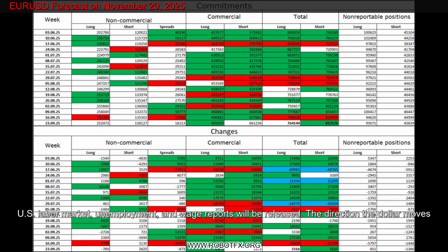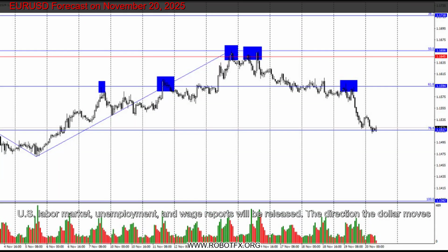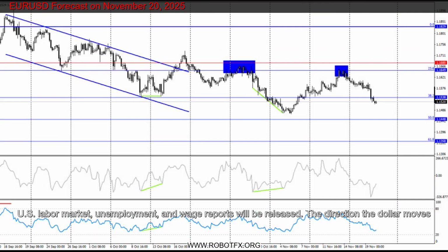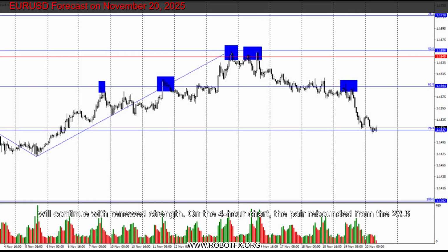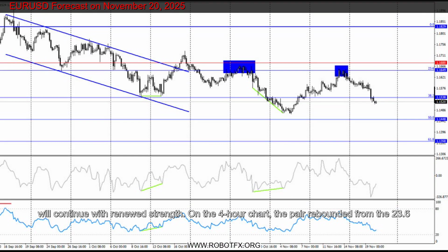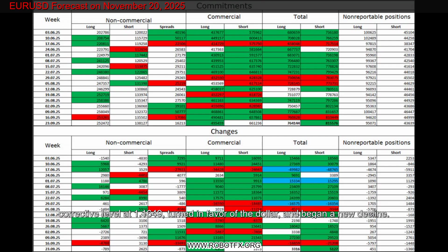On the 4-hour chart, the pair rebounded from the 23.6 corrective level at 1.1649, turned in favor of the dollar, and began a new decline. Consolidation below 1.1538 allows expectations of continued decline toward the 50.0 Fibonacci level at 1.1448. A consolidation above 1.1538 will work in favor of the euro and lead to some growth toward the next resistance area at 1.1649-1.1680. No emerging divergences are observed in any indicators today.